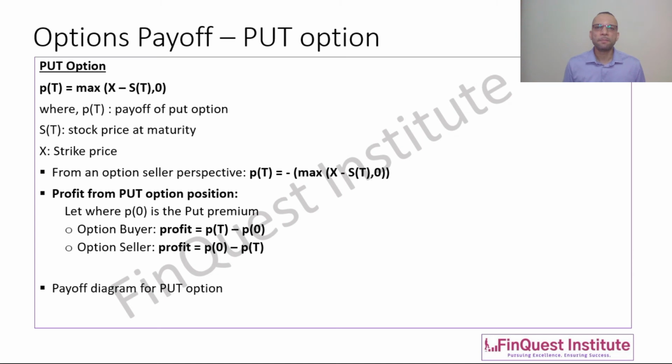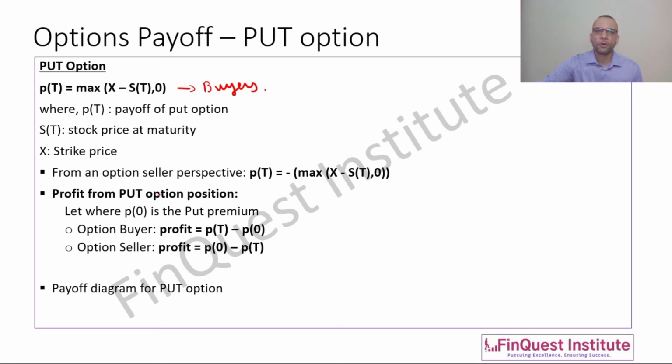Now let's understand the payoff for a put option. That's given by the first line right here. So PT is the payoff on the put option at maturity, and that's given by max of strike price minus the underlying price at maturity, floored at 0. So this is again from an option buyer's perspective. And from a seller's perspective, it is minus of max X minus ST, flooring it at 0.